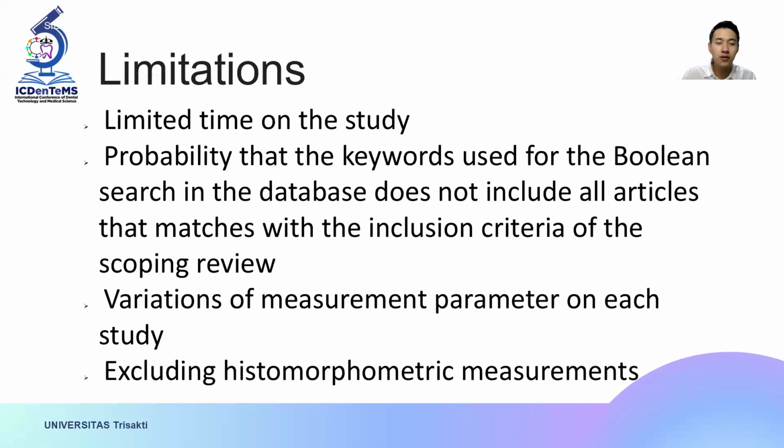So there are limitations of the study. The limitations are, first of all, the limited time of the study and the probability that the keywords used for the Boolean search in the database do not include all the articles that match the inclusion criteria of the scoping review. Also, each study has different variations of measurement parameters, so it becomes difficult to compare the studies. And we also excluded histomorphometric measurements.